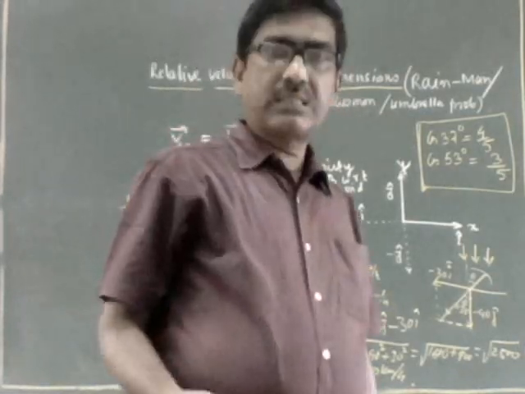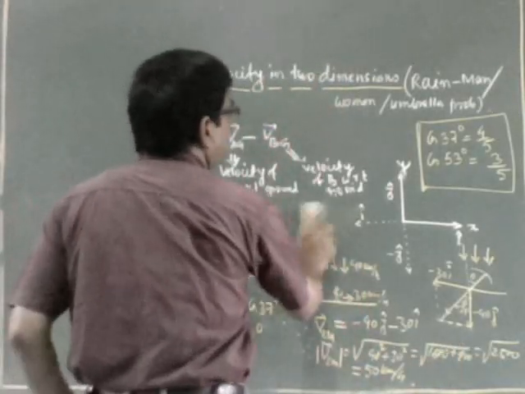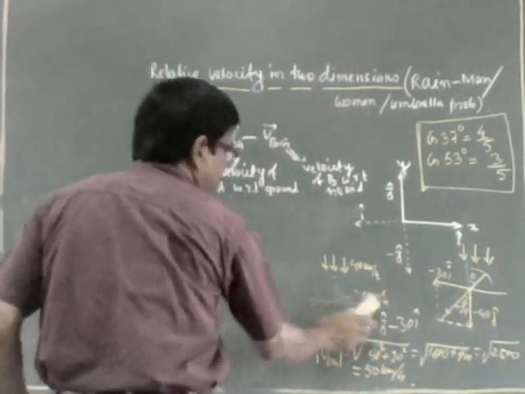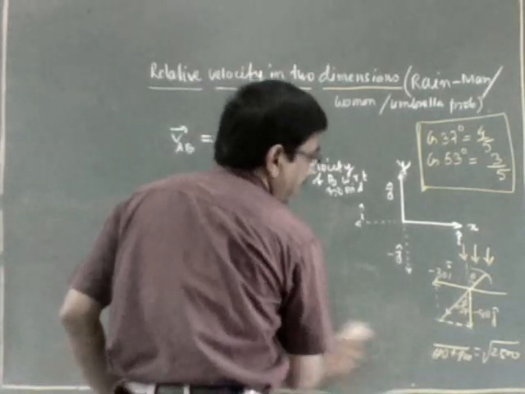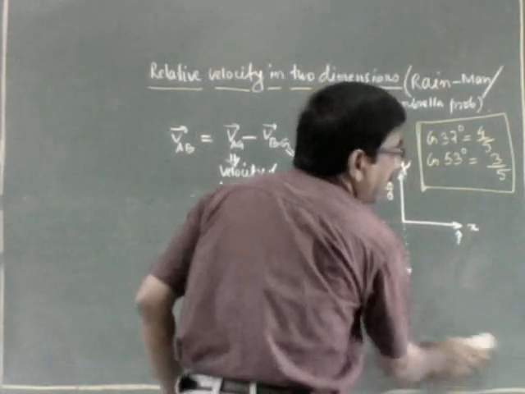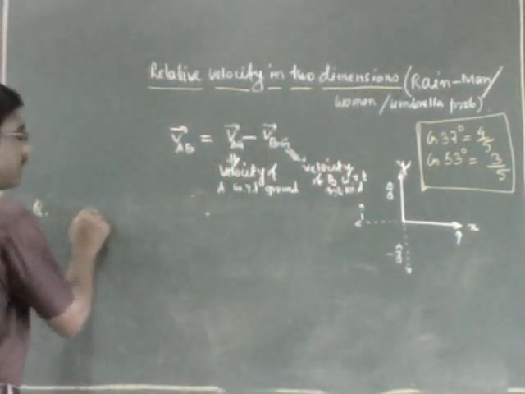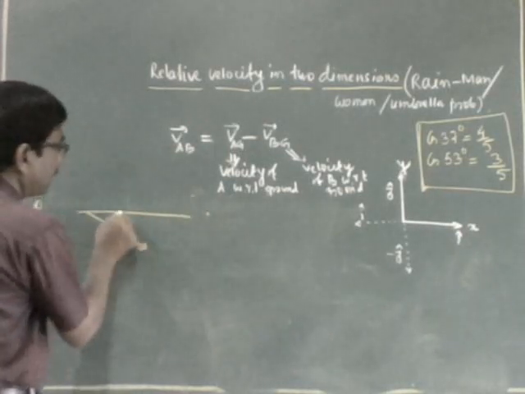Now let us discuss another numerical. Suppose rain is not falling vertically down. Rain is falling at a certain angle. Next question: suppose rain is falling at a certain angle.